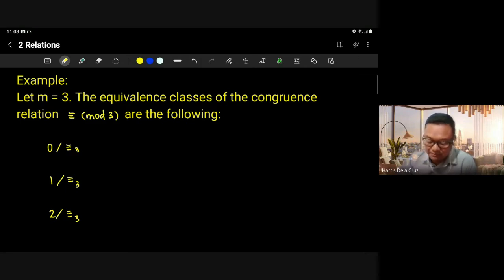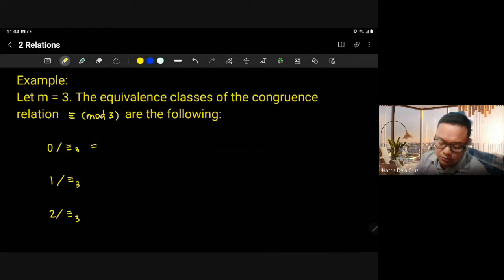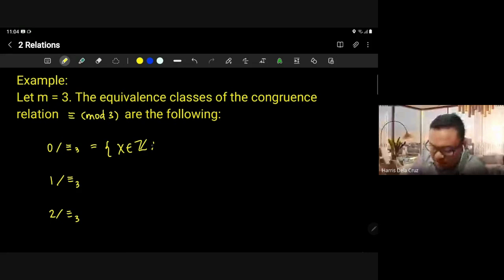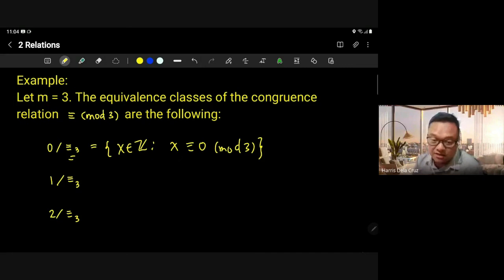So again, in symbol, ang equivalence class 0 over. Okay. So ano ibig sabihin ng 0 over modulo relation mod 3 natin? So these are the elements of Z such that x is congruent, yung definition nito, xR, so x is congruent to 0 modulo 3. Now this is already a familiar set, di ba? Siya na yung set natin kanina, yung 3n for all n element of Z. Or in our notation, that's 0 bracket 3.